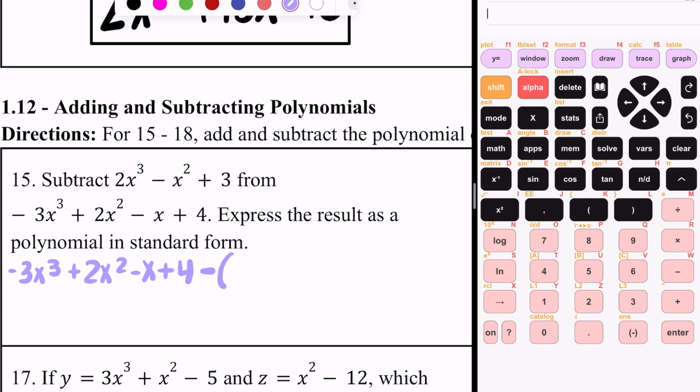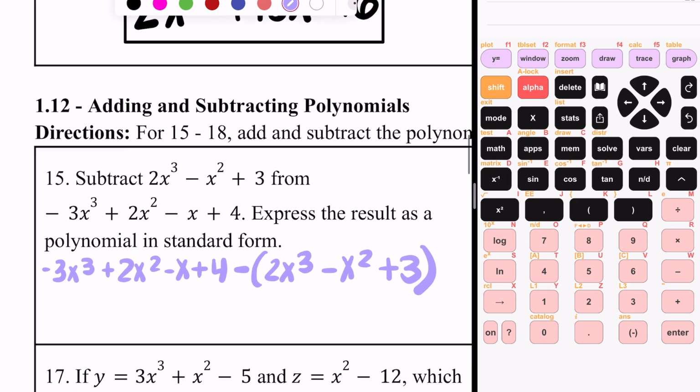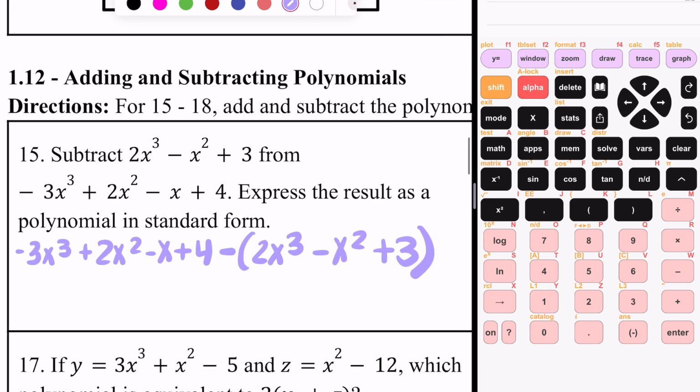When you write the first thing down, make sure you put it in parentheses or you are going to make a mistake. The word subtracted from, you do the second thing minus the first, but put the first thing in parentheses. Okay. If you put this in parentheses, you could, but there's just going to be an imaginary 1 in the front. It's not going to change anything. So just negative 3x to the third plus 2x squared minus x plus 4.